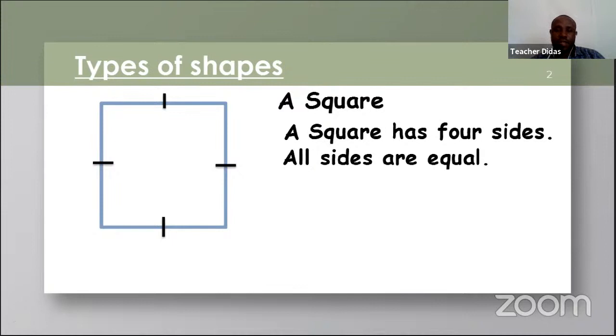I have another shape here. Let's go to shape number 2. The reason we are naming shapes and their properties is because in our second lesson we shall need them.